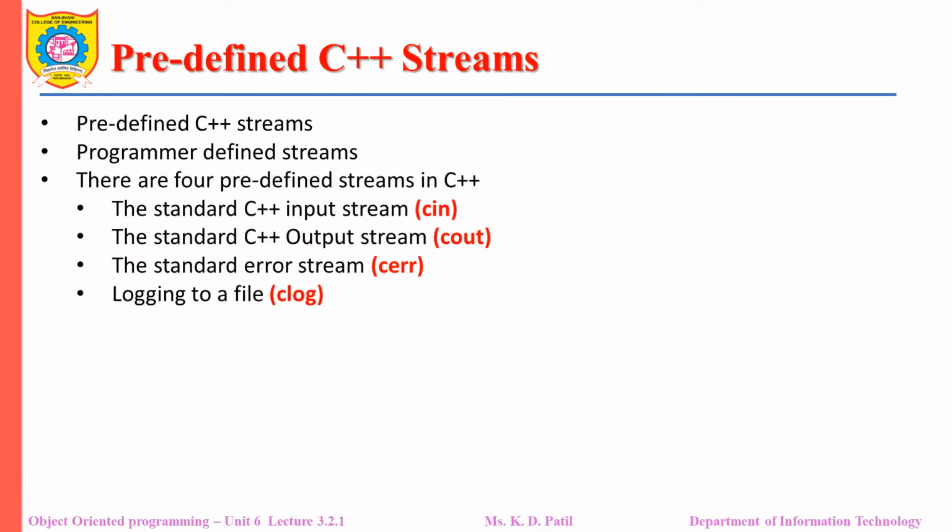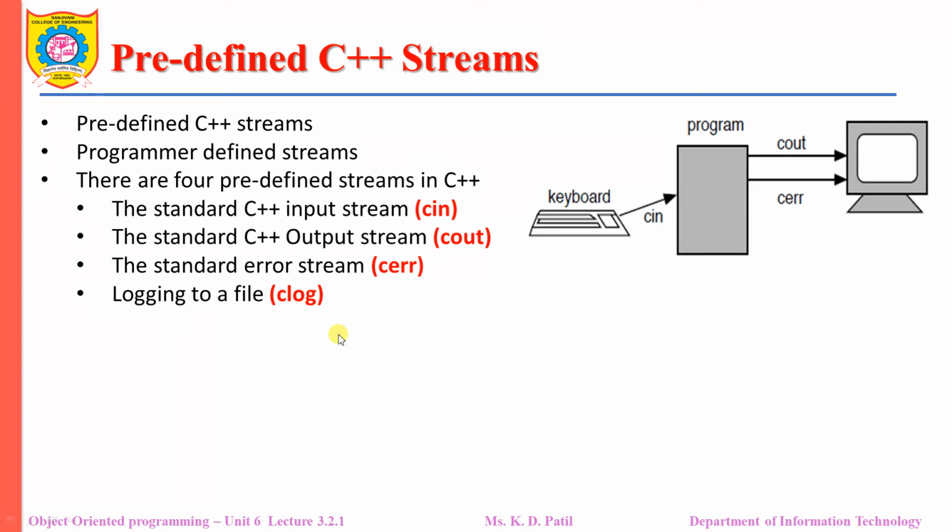The C++ streams are divided into two parts. The first one is predefined C++ streams and the second one is programmer defined streams. There are four predefined streams in C++: the standard C++ input stream, that is cin, the standard C++ output stream, that is cout, the standard error stream, that is cerr, and the logging stream, that is clog. Let us see it in detail.